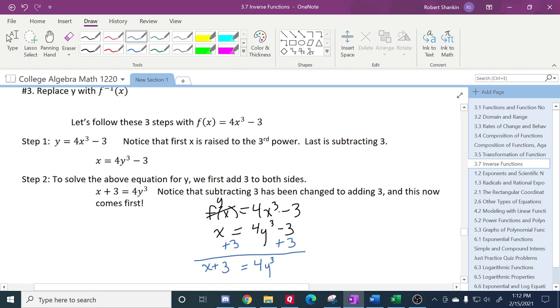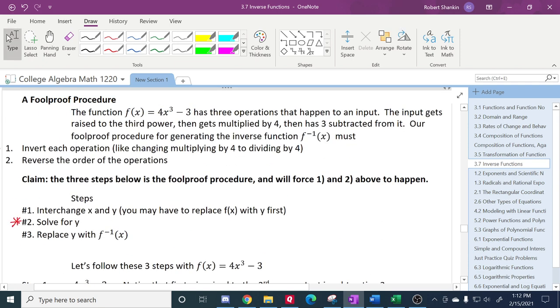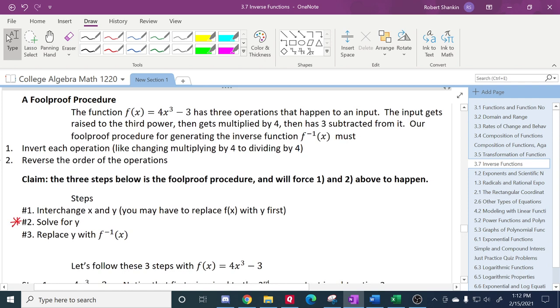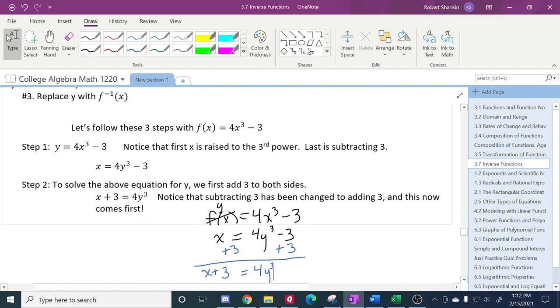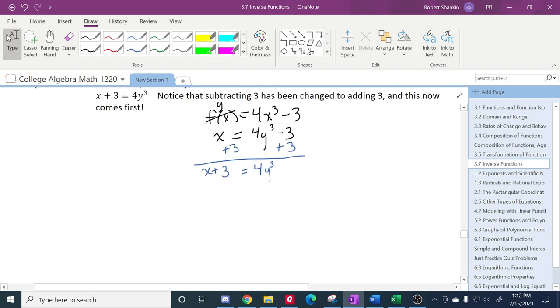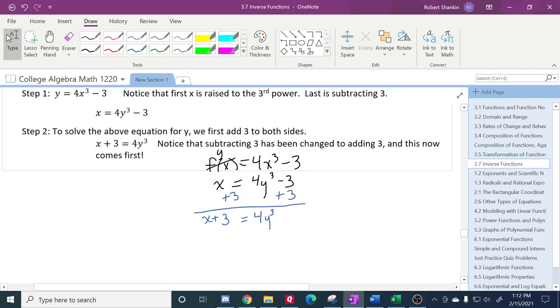And so it's doing exactly what I'm claiming. It's going to invert each operation. The subtracting 3 became adding 3. And it's going to reverse the order of the operations. The minus 3 would have happened last, but now that happens first. All right? Then the next thing. If I'm going to solve this for y, I'm going to divide both sides by 4. Can't cube root first. I have to divide by 4 first.